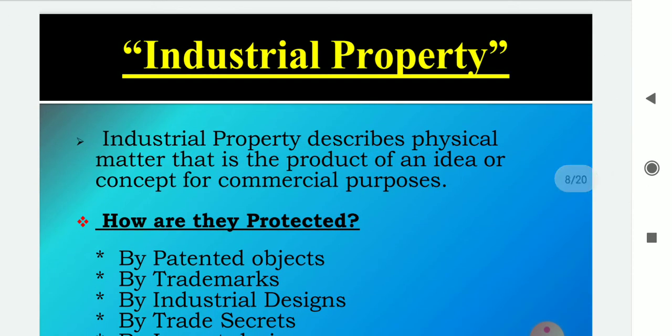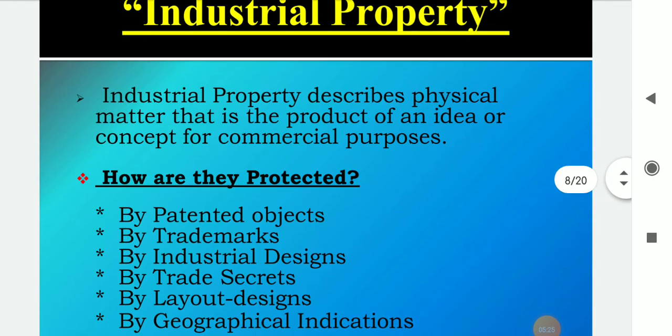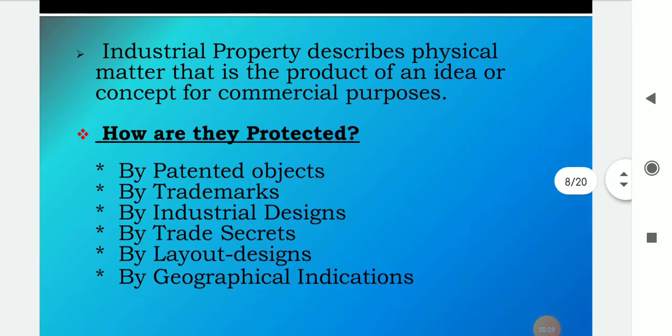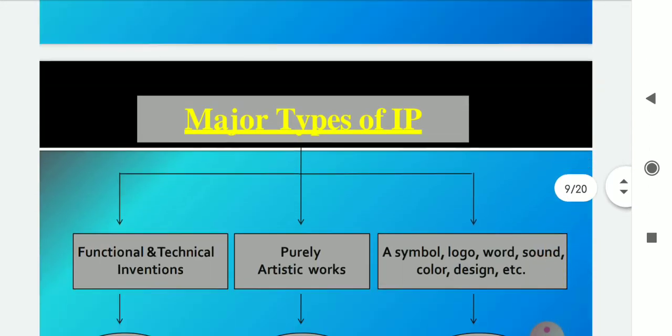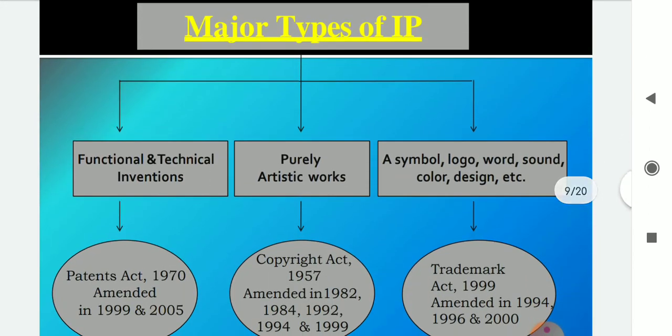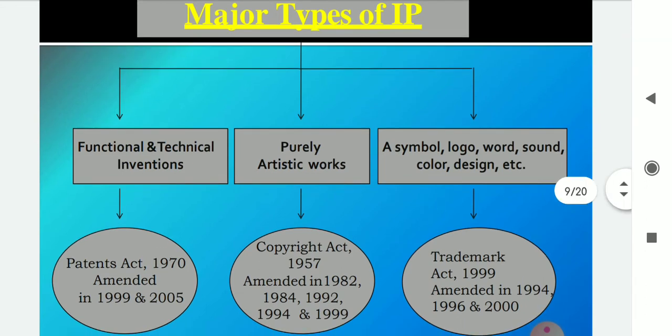Industrial property describes physical matter that is the product of an idea or concept for commercial purpose. How is it protected? Industrial property should be protected by patented objects, trademarks, industrial designs, trade secrets, layout designs, geographical indications, etc. There are three major types of intellectual property, you see on the slide.